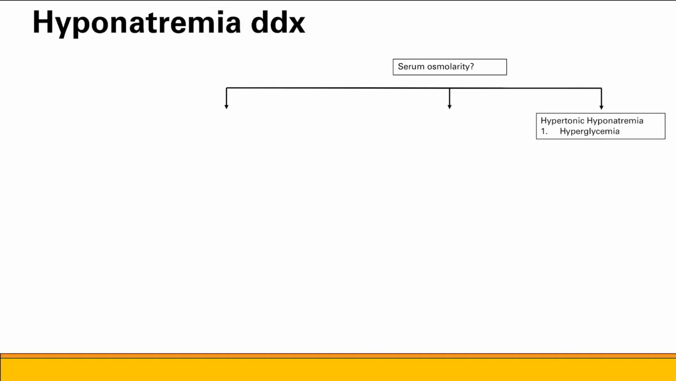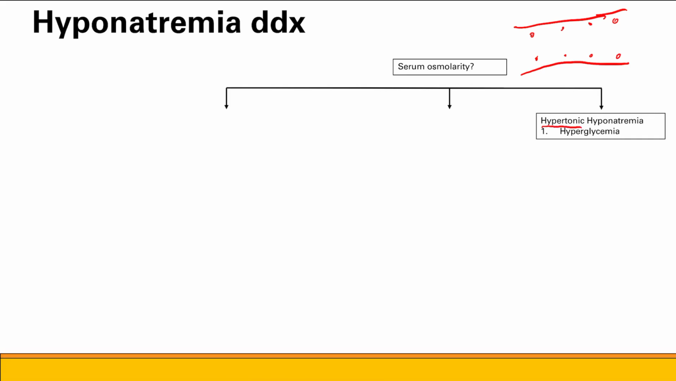So, if you have hyponatremia and you have high serum osmolarity, then the reason why would be due to hyperglycemia. I want to explain that. So this is our blood vessel, their blood, and let's say you have hyperglycemia, you have way too much glucose. This glucose is dissolved in the blood. Because you have extra stuff dissolved in the blood, the osmolarity goes up. So now you have hypertonic hyponatremia.